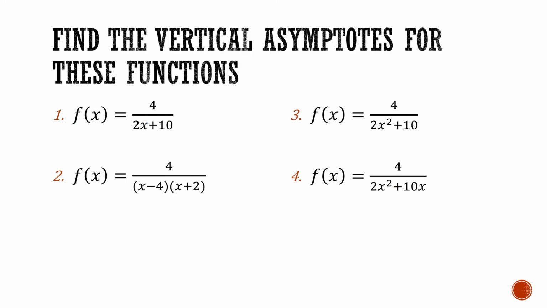Okay, so it's relatively simple. What I would like you to do is find the asymptotes for these 4 functions here. Should be relatively straightforward. All you're wanting to do is make these denominators equal 0 and find out. For some of them, there will be multiple x's to make those denominators 0.